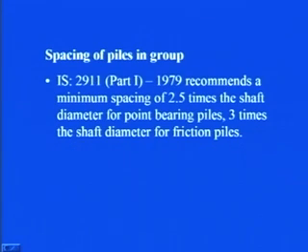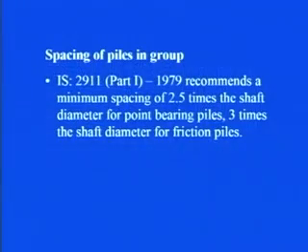By now you know that there are mainly two types of pile as far as the load transfer mechanism is concerned. One is point bearing pile and another is friction pile. So, if the pile is going to behave as a point bearing pile, the minimum spacing between two piles, that is center to center spacing, should be minimum 2.5 times the shaft diameter. So, if a pile of diameter equal to 1 meter is to be installed, then the minimum spacing between two piles should be 2.5 meters in case of point bearing piles, and it should be 3 meters in case of friction piles.